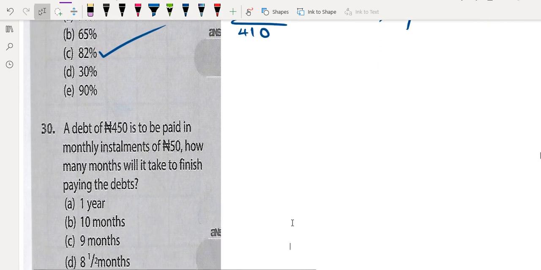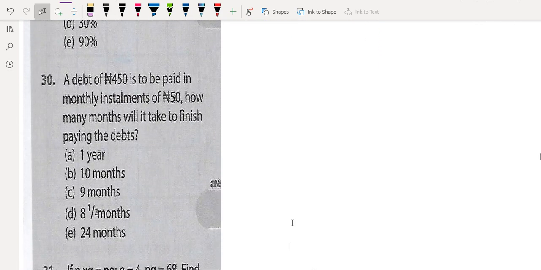Okay, read the next question. A debt of 450 naira is to be paid in monthly installments of 15 naira. How many months will it take to finish paying the debt?